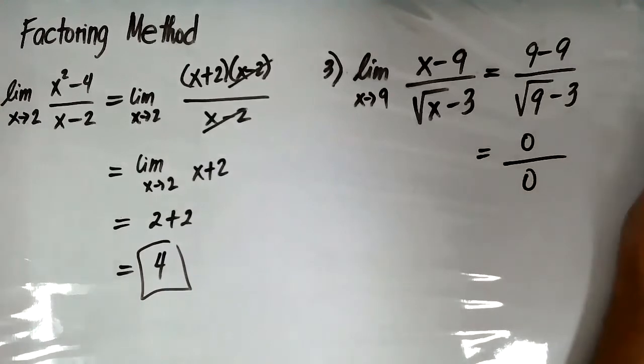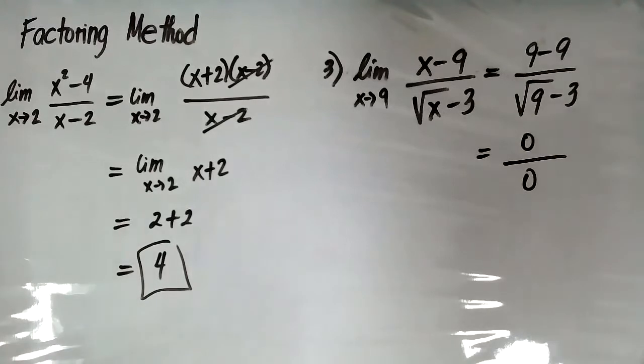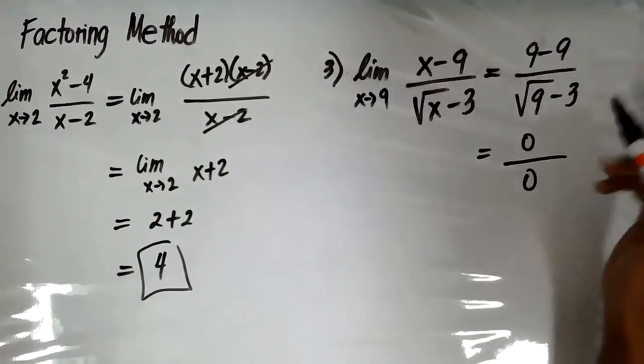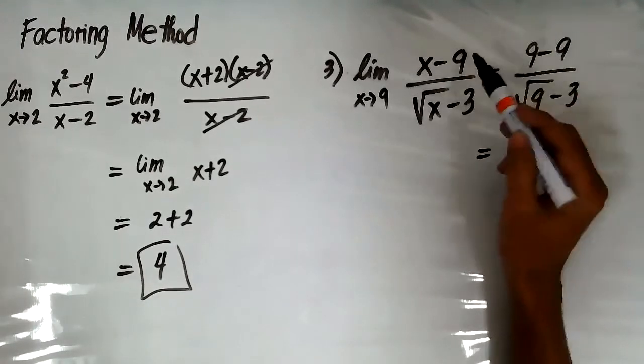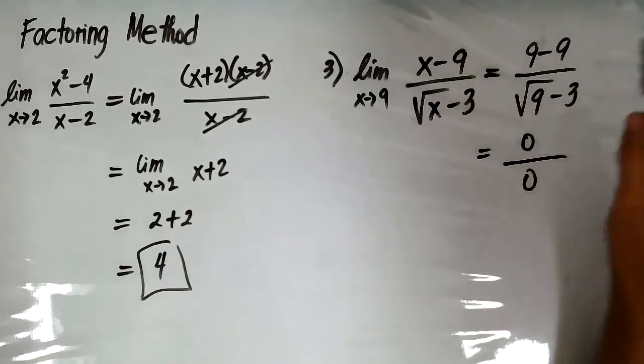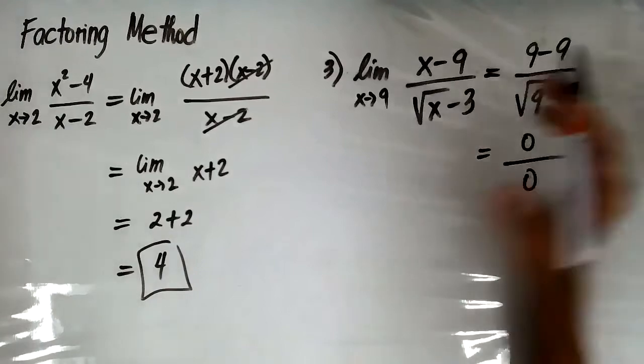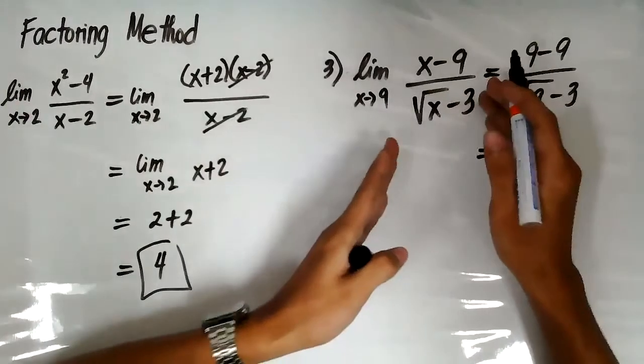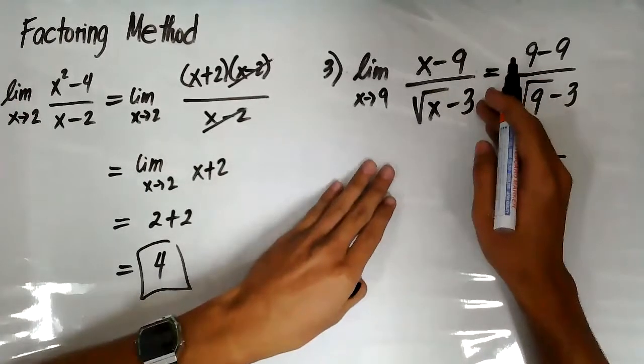We also ended up with 0 here, which is indeterminate. We all know that it is indeterminate. So in order for us to simplify this, or in order for us to get the limit of this function, we have to use the conjugate method. And let us know how we can use the conjugate method here.